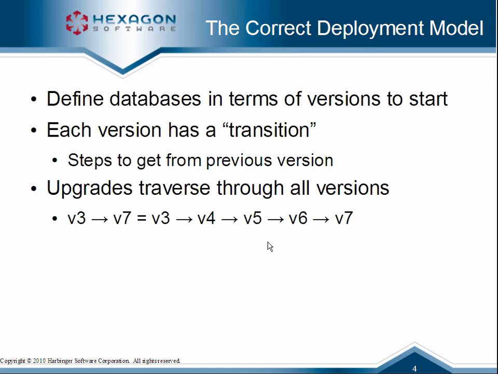Upgrades need to go through all the intervening versions between the current version of a database instance and the target version. So for instance, if you're trying to go from version 3 to version 7 of a database, you need to go from version 3 to version 4 to version 5 to version 6 to version 7.